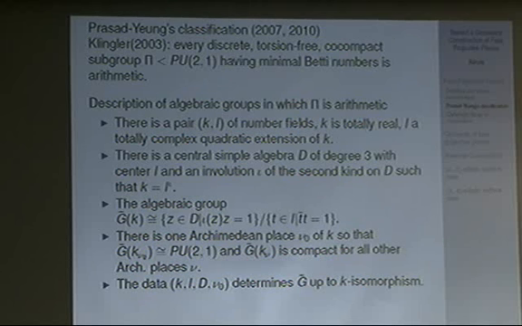There is a pair of number fields, K and L, and K is totally real. So for example, Q, or Q extended by a certain quadratic irrational real number. K is totally real, a subfield of the real field, and L is a totally complex quadratic extension of K. And there is a central simple algebra D of degree 3 with center L, and an involution iota of the second kind on D such that the fixed subfield of L is equal to K.